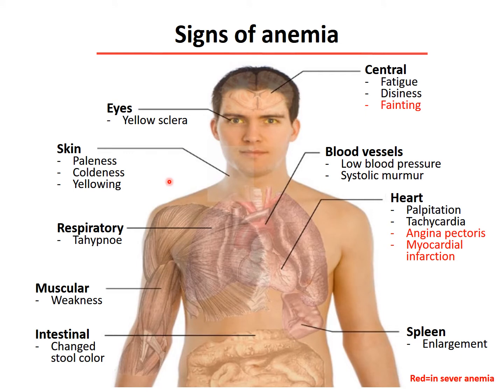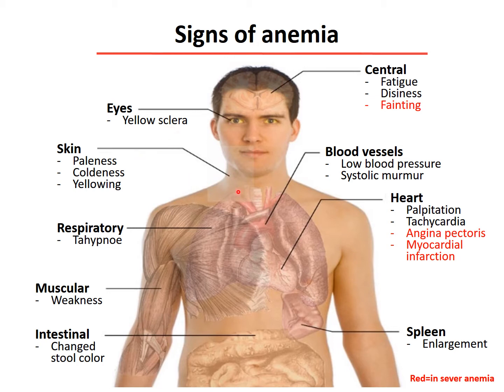Now, signs of anemia. We already discussed some signs of anemia, but some signs that you can see on the patient are the consequence of anemia, and some can tell you the cause of anemia. For example, in the central nervous system, if you have fatigue, dizziness, or you can faint if you have very severe anemia. But look at the eye, the sclera. If the sclera is yellow, this can tell you hemolysis or increased bilirubin. So you figured out that anemia could be due to hemolysis.